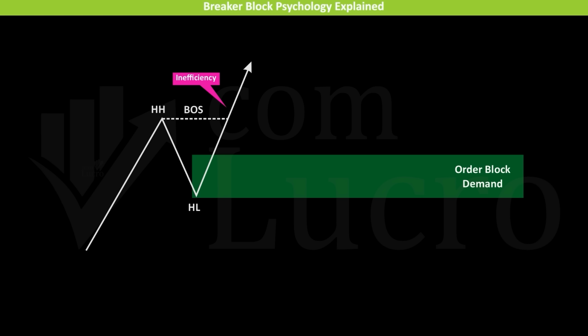Now, let us look at the psychology behind the breaker block and understand how it works. Imagine a bullish break of structure forming above the last high with inefficiency. This movement creates a valid order block tied to that break of structure, giving traders a reason to look for long entries. However, if the price later shifts market structure by pushing and closing below the most recent low, the directional bias flips to bearish.